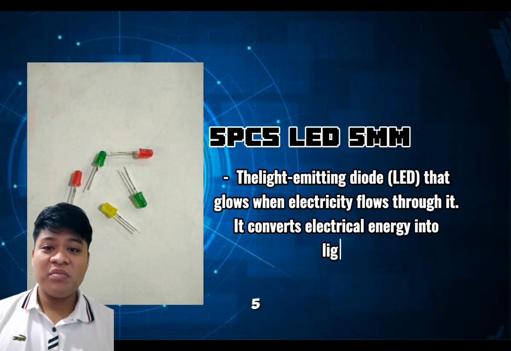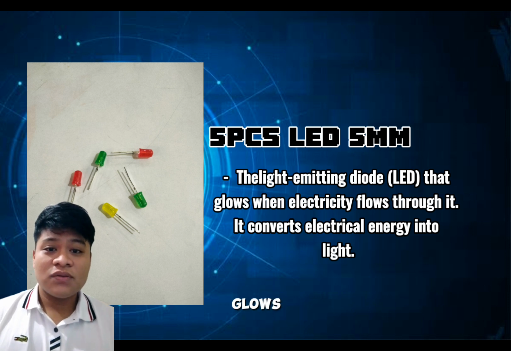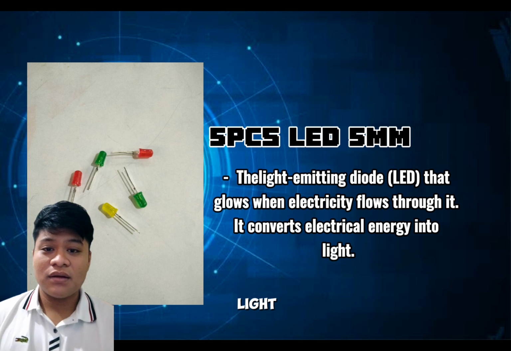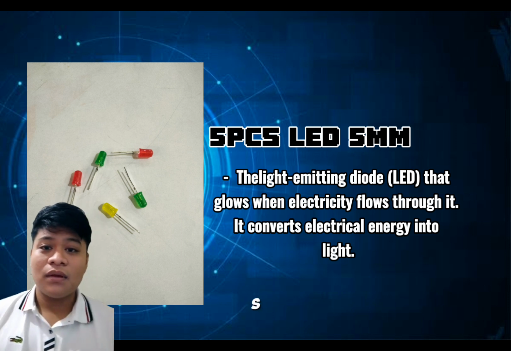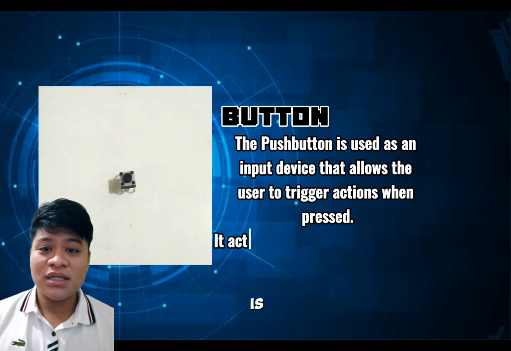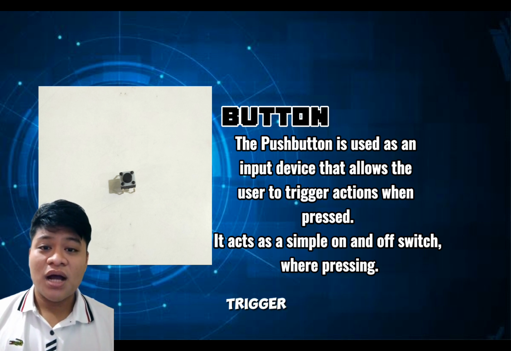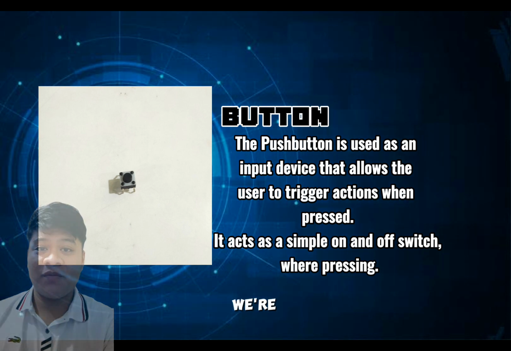Next is 5 pieces of 5mm LED, the light emitting diode that glows when electricity flows through it. It converts electrical energy into light. Next, and the last, is the button. The push button is used as an input device that allows the user to trigger actions when pressed. It acts as a simple on and off switch when pressed.